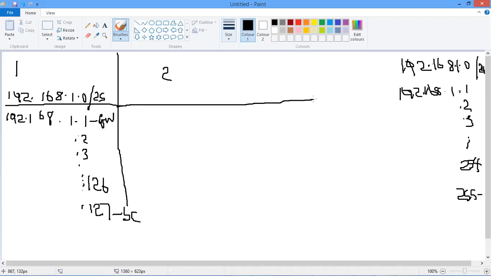So the second network is going to start running from 192.168.1.128/25. The valid IP addresses will now start running from 192.168.1.129. So this one is supposed to be my gateway.